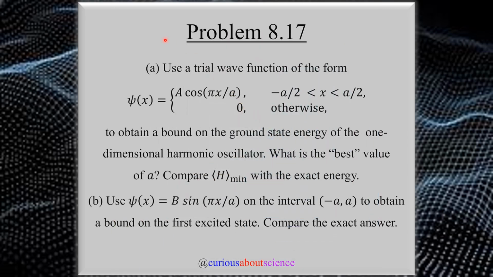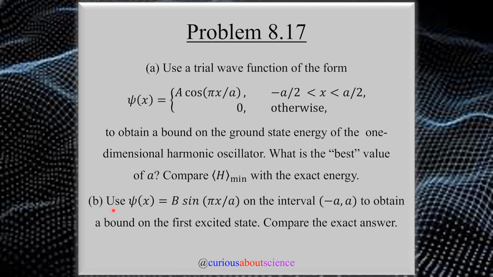In this problem, 8.17, we're tasked with Part A: Use a trial function of the form psi of x equals A cosine of pi x over a, between negative a over 2 and a over 2, to obtain a bound on the ground state energy of the one-dimensional harmonic oscillator. What is the best value of A? Compare the Hamiltonian minimum with the exact energy.